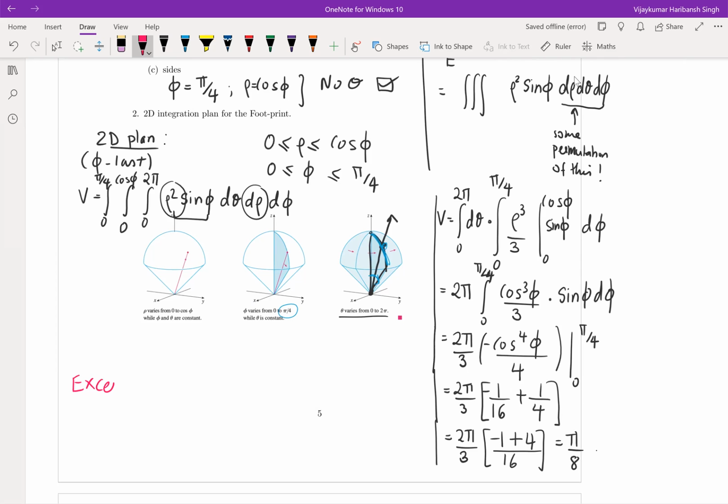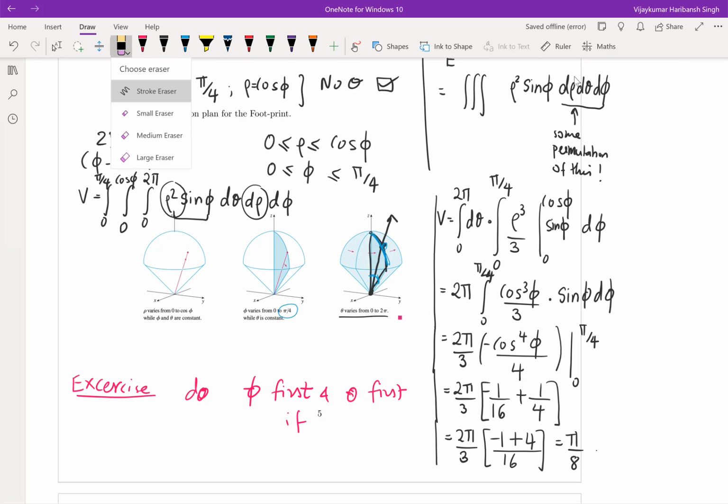Now note, for homework, it's a good idea as an exercise to do phi first and rho first, if possible. Sorry, we already did theta first, right? So do phi first and rho first, if possible.